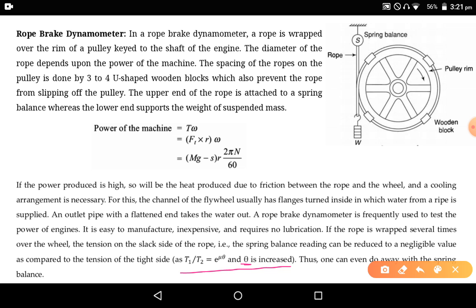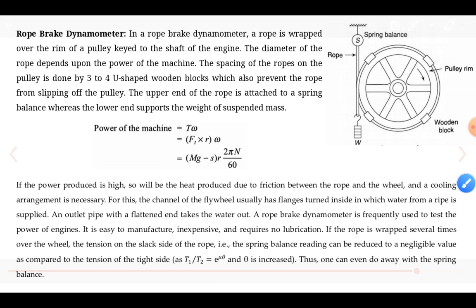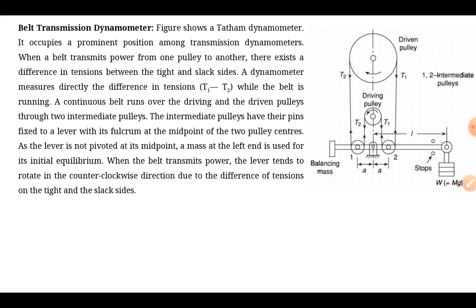So that's why this is the formula. Using this you can find the power being transmitted with the help of a rope brake dynamometer. Okay, next we will see a transmission type dynamometer, which is the belt transmission dynamometer.